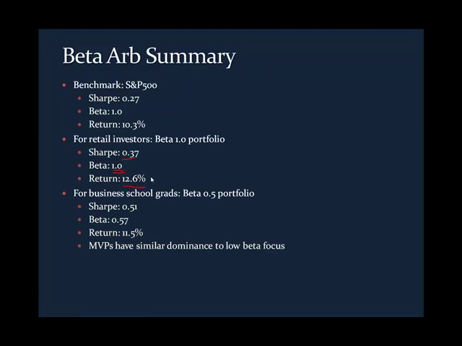However, for B school grads, you might say, hey, I want to maximize my Sharpe ratio. Well, we got something for you. Go long the low beta portfolio. Sure, you'll have tracking error, but all you care about is your Sharpe ratio. And you can have a higher Sharpe ratio with the low beta portfolio. And your beta will be low, your return will be slightly higher than the S&P 500, but at a much lower volatility. And the MVPs, the minimum variance portfolios, have this similar dominance to the low beta focus.